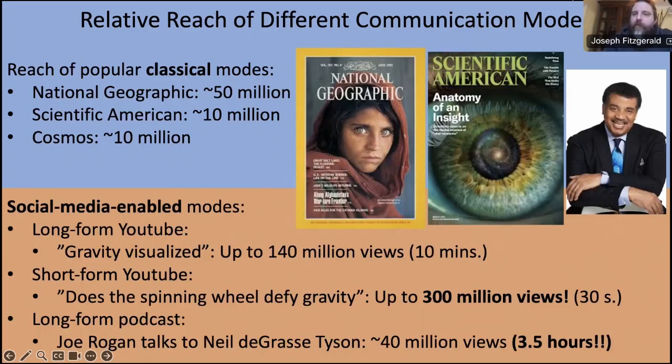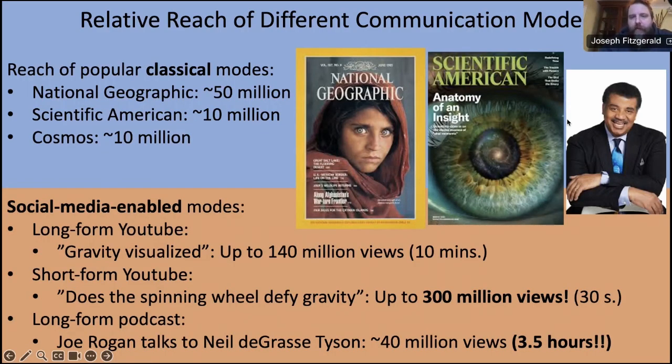Okay, so let's compare the reach of these various things. Why should we care about social media? We have other classical ways of communicating. I'm going to argue that reach, the ability to mass communicate and get your message out and get scientific education and literacy and awareness out to large audiences, is really the thing that makes social media enabled communication very attractive. So in comparing and contrasting here, at the top, the popular classical modes of communication like magazines and that sort of thing.